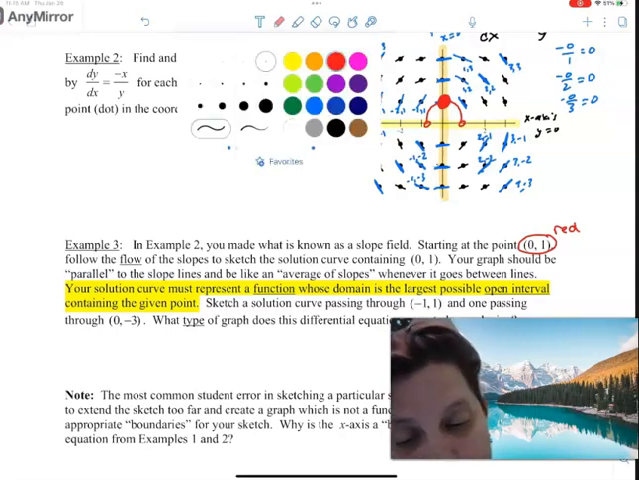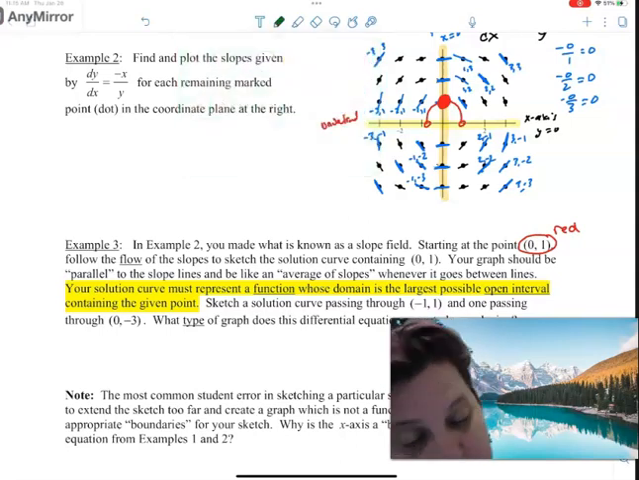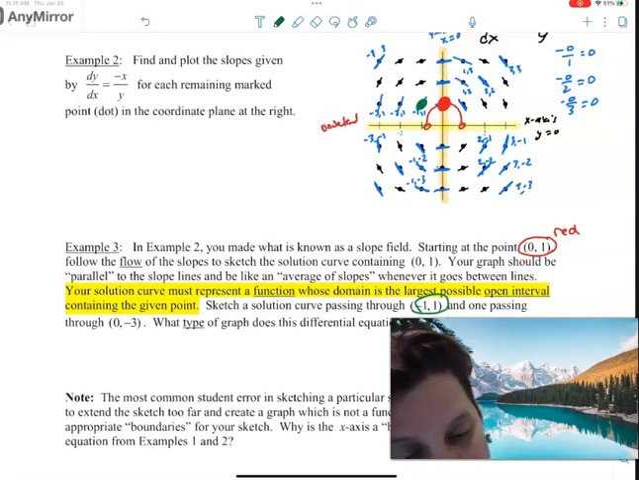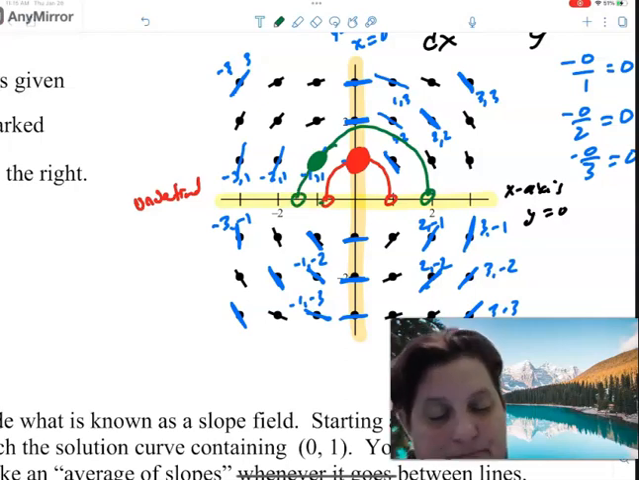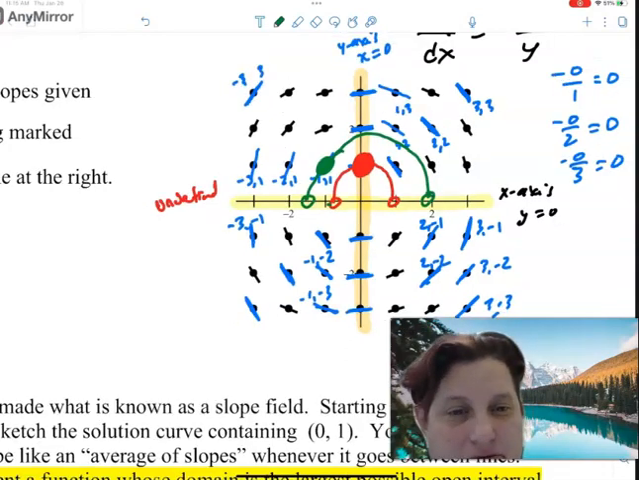Okay. So let's check out doing the solution curve through -1, 1. So that's right here. Okay. -1, 1. So let's follow that around. So that was 0. And then that goes down. And it stops here because I don't know what else to do. And on the other side, it stops here. All right, so that's my solution curve for that.